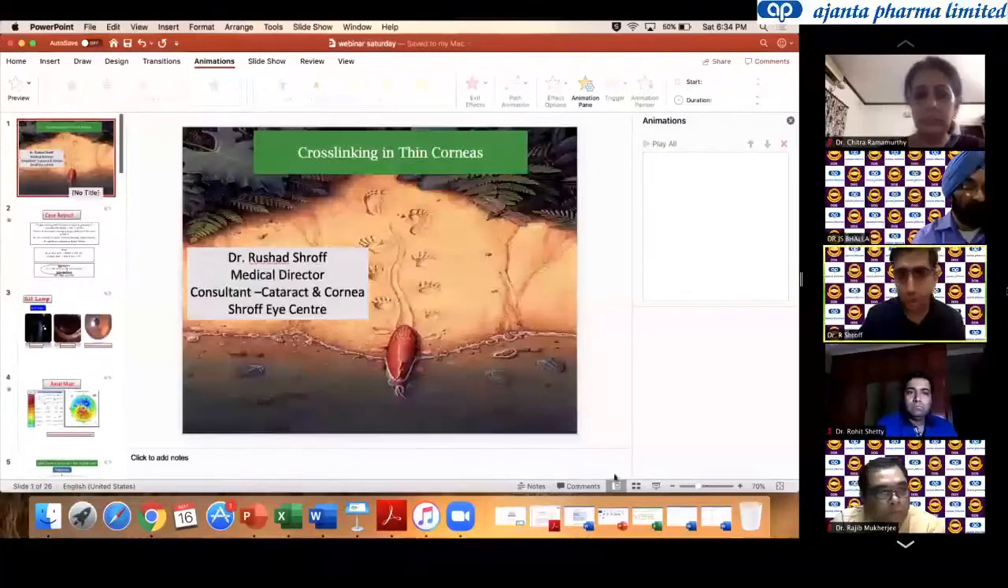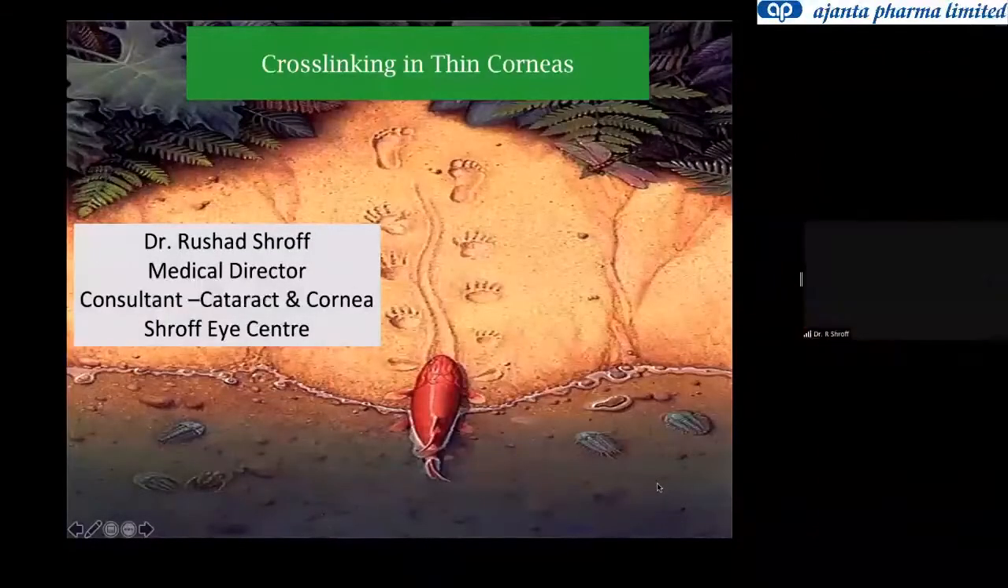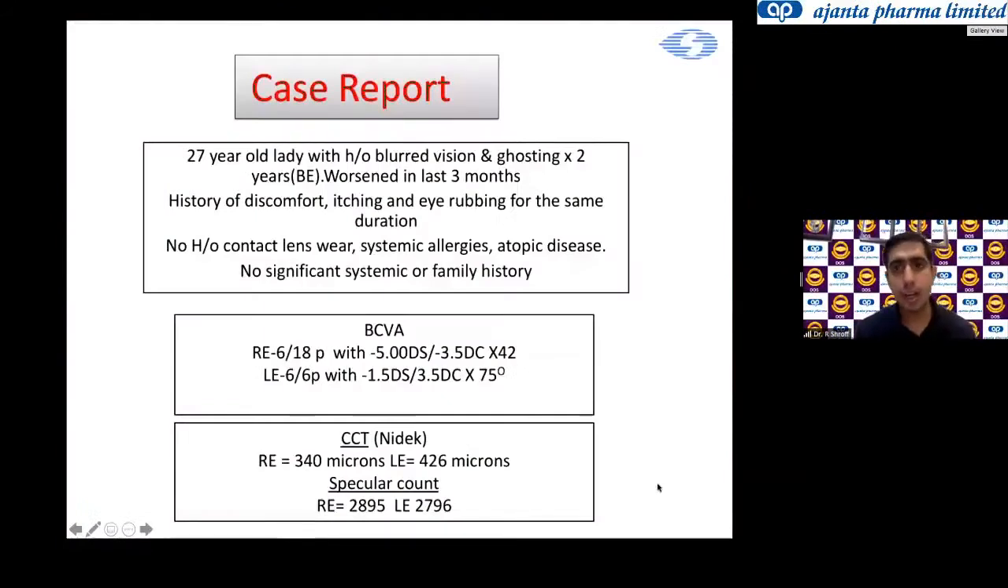Thank you, sir, for that very kind introduction. So I'm going to be talking on cross-linking in thin corneas. We'll start with a case of a 27-year-old lady. It's a typical history that we get in a keratoconic patient.